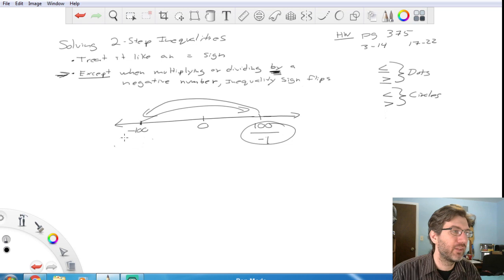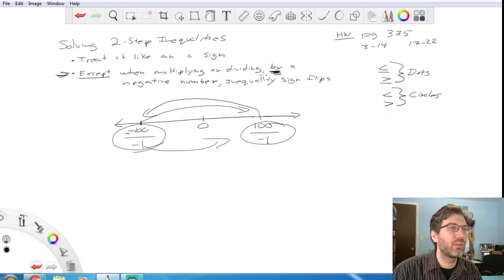If I divide this by a negative 1, this negative number becomes a positive number, so it jumps to that side. That's why it only happens when you multiply or divide by negative numbers, because it has to account for that jump to the opposite side of your equal sign.